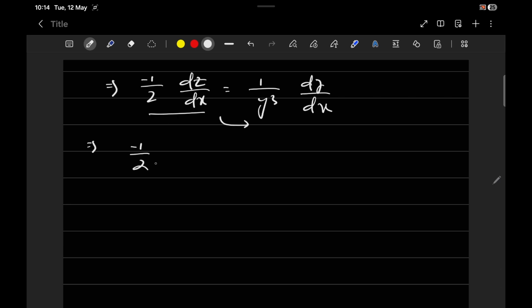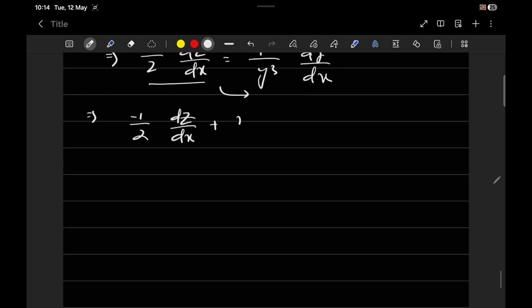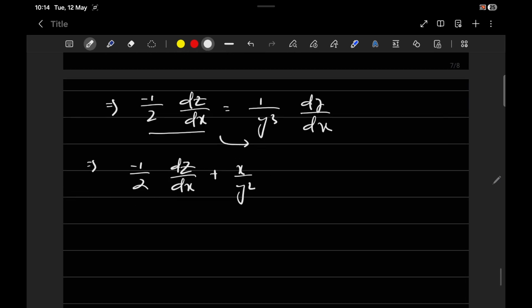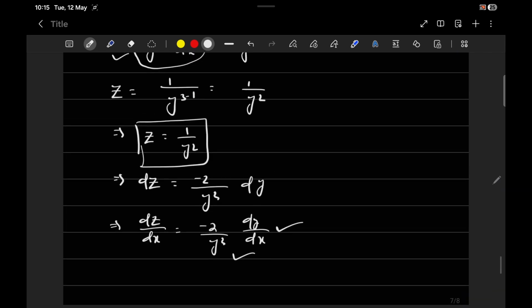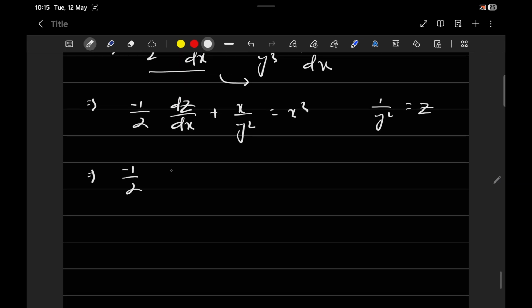So this becomes minus 1 by 2 dz by dx plus x by y square is equal to x cube. We also know that 1 by y square is equal to z here. So minus 1 by 2 dz by dx plus, 1 by y square becoming z, xz is equal to x cube.